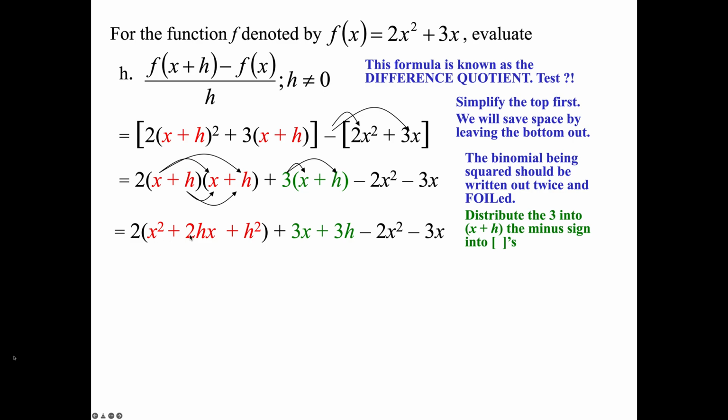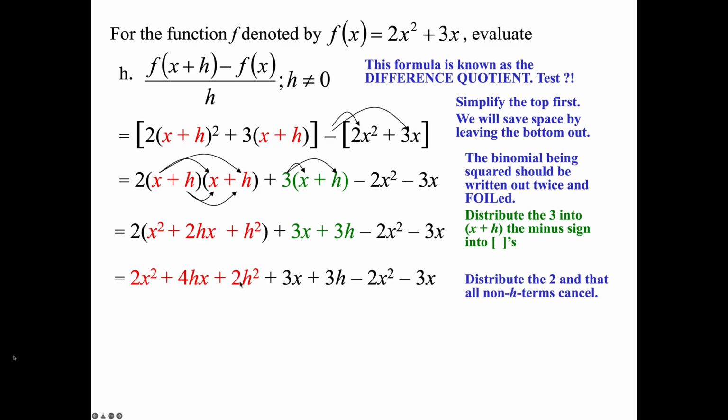That was our goal, to simplify the top where there's no grouping symbols and everything is combined together. So I'll distribute the 2, 2x squared plus 4hx plus 2h squared, plus 3x plus 3h minus 2x squared minus 3x. Now, once the parentheses are all gone, here's the key. Where you change the signs on that minus f of x function, all the terms that do not have an h in it must cancel.